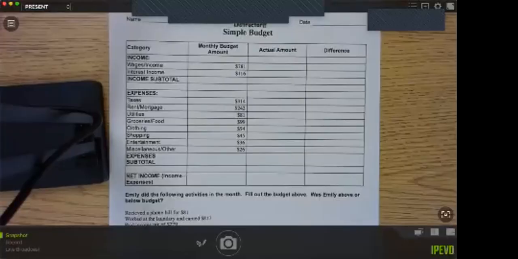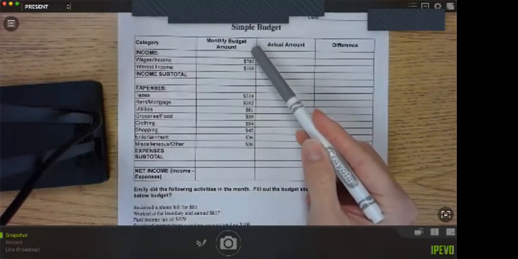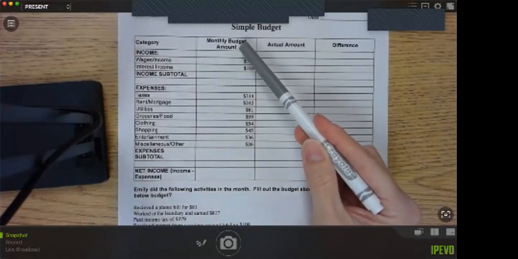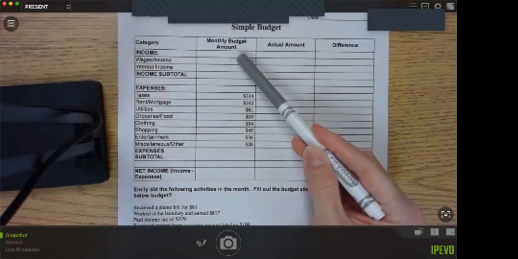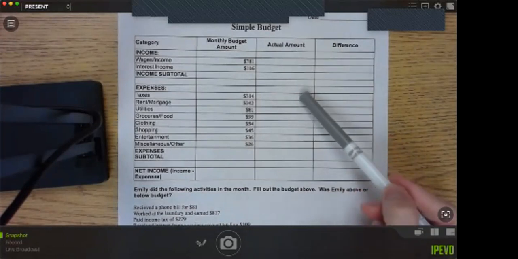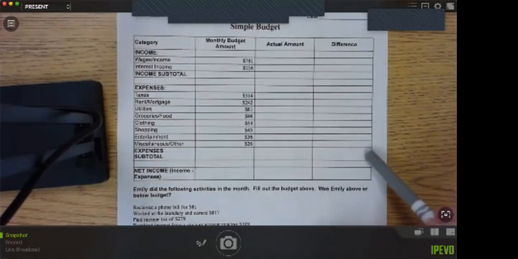All right, so we're gonna talk about a simple budget. So this is Emily's budget. These are the expenses, the amounts she's budgeted for. And then we're gonna look at the monthly budget that she budgeted for, the actual amount of her expenses or income, and then the difference, okay?